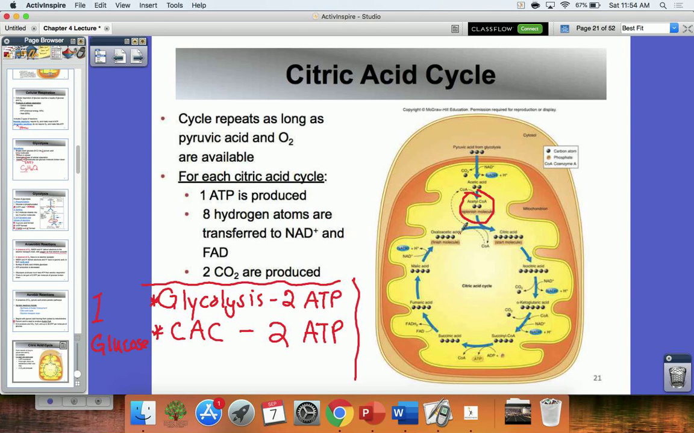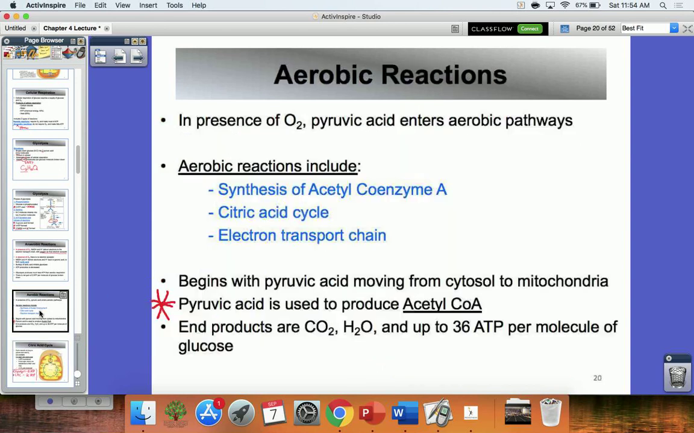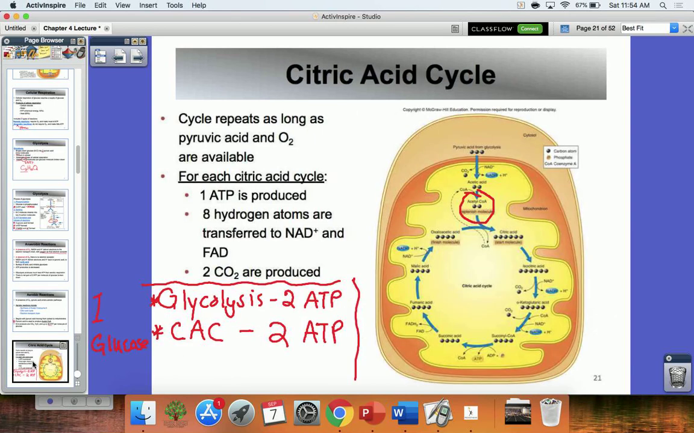Okay? Now you may be wondering, possibly, we just said that in the end, we're going to have a total of 36. But at this point, we've only produced 4 ATP from a single glucose molecule. So that means that this next step, which is the electron transport chain, has to be responsible for producing tons of ATP.